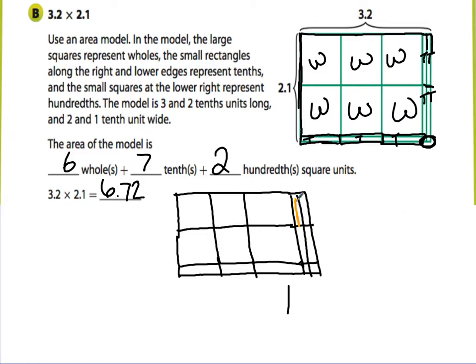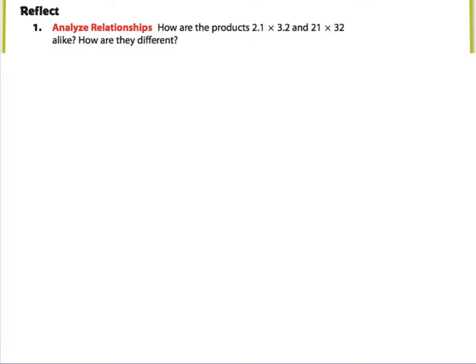So here's your tenths in the orange. And then in the purple is your whole, or are your whole numbers. And then in the blue are your hundredths. Right? So that's what it looks like when we're doing, that's the representation of decimal multiplication. Right? So now I know that 2 1/10 times 3 2/10 gave me 6 72 hundredths.